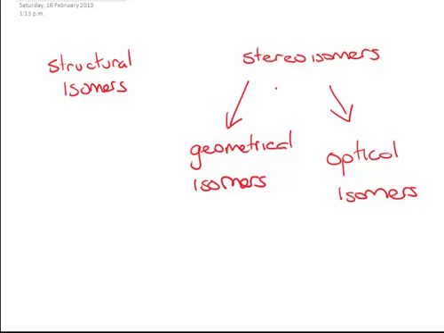Now, there are other types of isomers apart from structural ones. Structural ones you would have encountered in Year 12, and they can have different functional groups. They just have to have the same molecular formula. They will have a different name because they are a different structure.